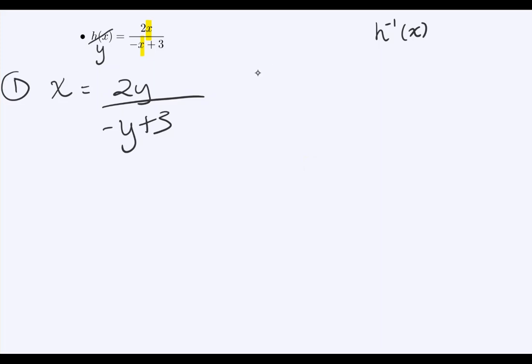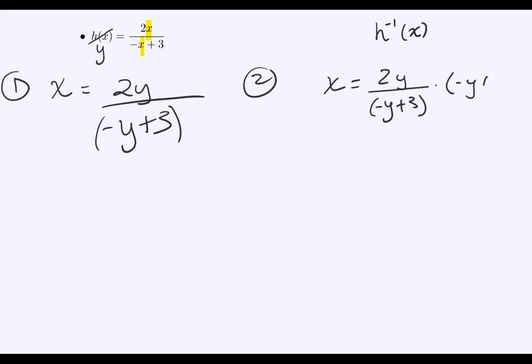So step 2 means we need to start solving. And in order to get a single y, we first got to get rid of this fraction, because we're not going to be able to get down to a single y until we get rid of the fraction. So let's multiply both sides by this negative y plus 3. That clears it on the right side. Notice how I'm keeping it in parentheses to show that we're going to distribute. Okay, so then we get negative y plus 3 times x is equal to 2y.